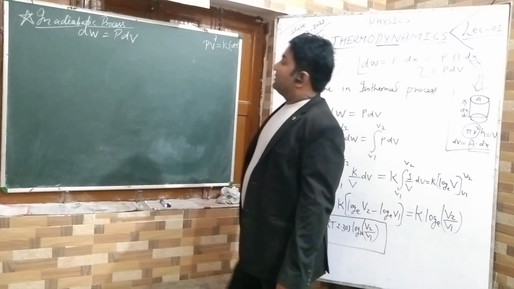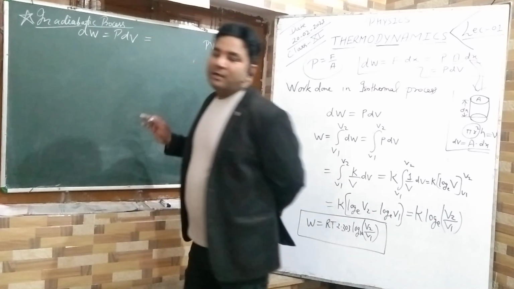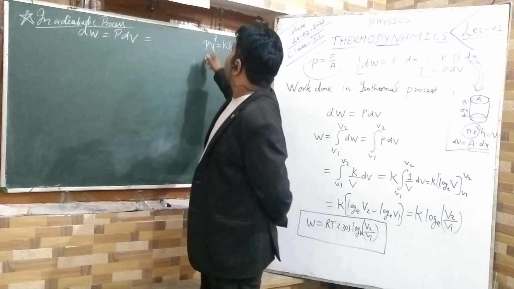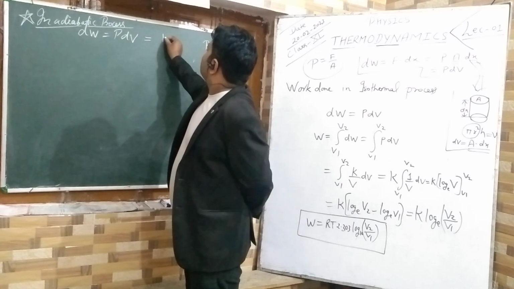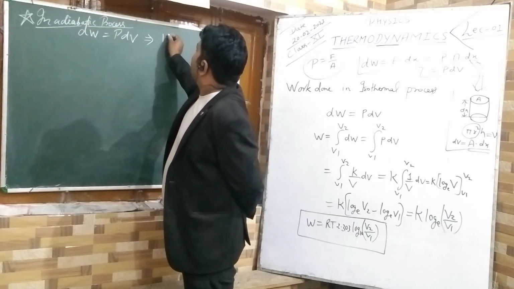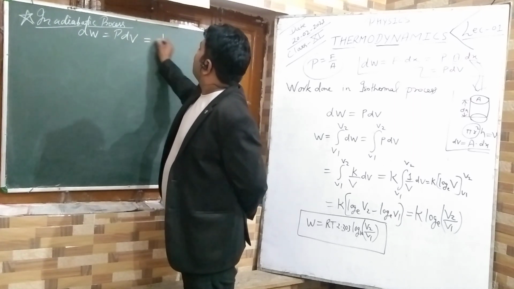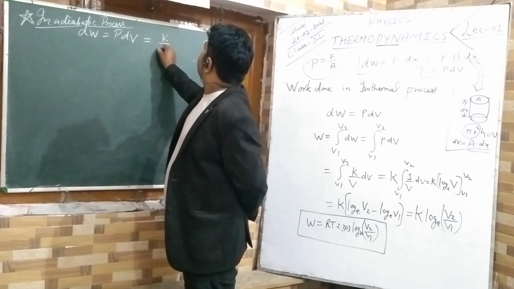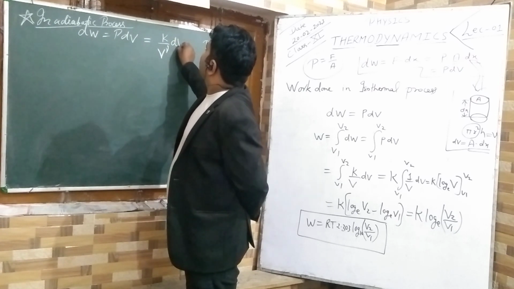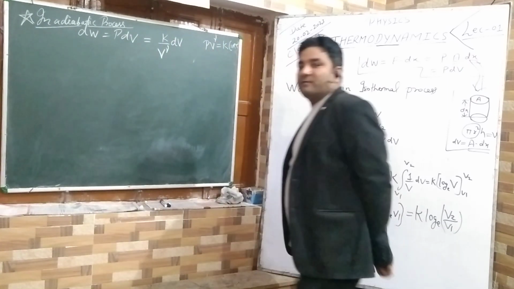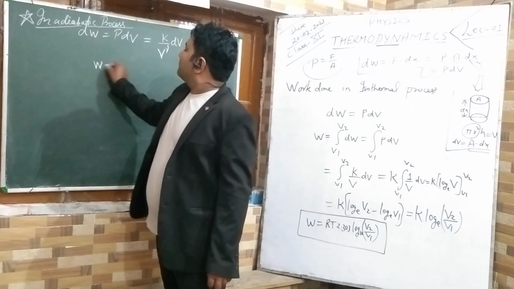Then total work done, but you have to integrate this from V1 to V2. So replace the pressure in terms of volume. It is equal to what? You know this pressure in terms of K upon V power gamma dV. Okay, this is the amount of work done for a very small value.